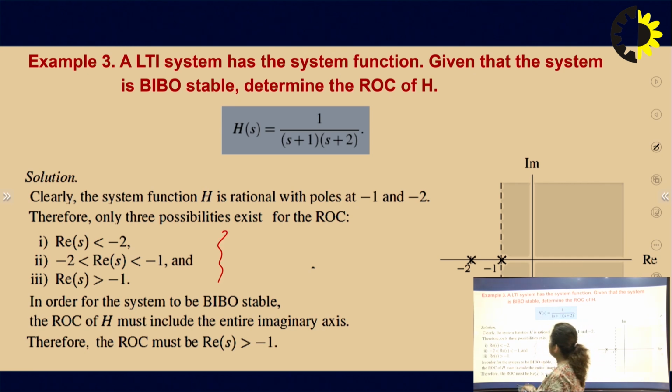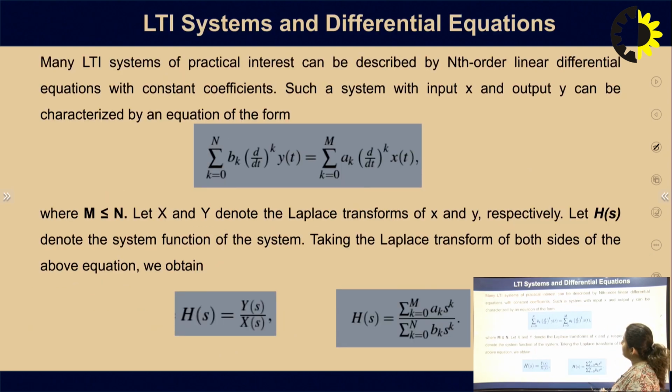Therefore, there are three possible ROCs: real of s less than -2, real of s lies between -2 and -1, and real of s greater than -1. In order for the system to be stable, the ROC of H must include the entire imaginary axis, and that's why the only valid ROC is real of s greater than -1, because it contains the imaginary axis.